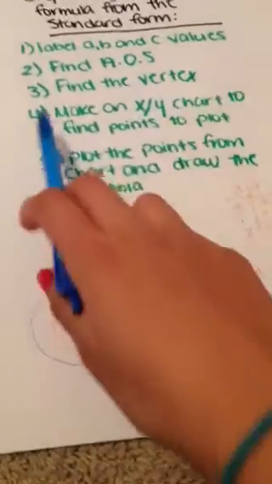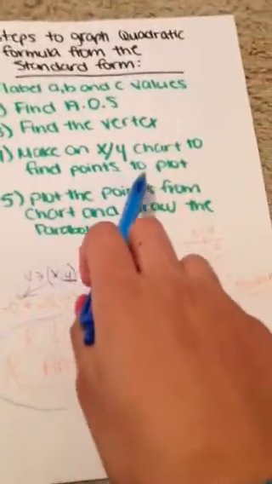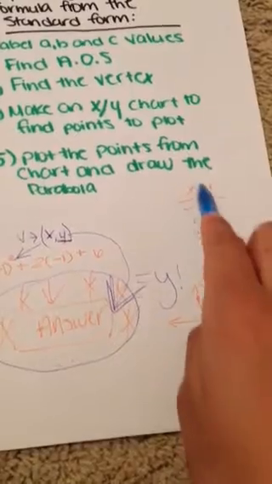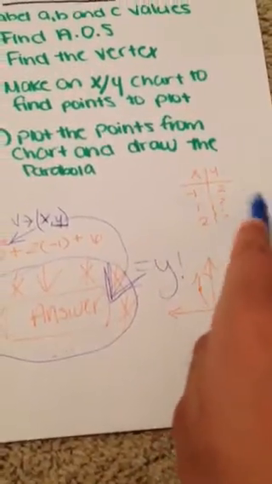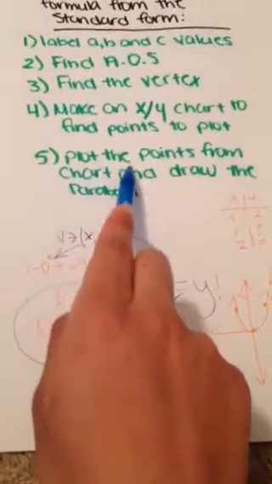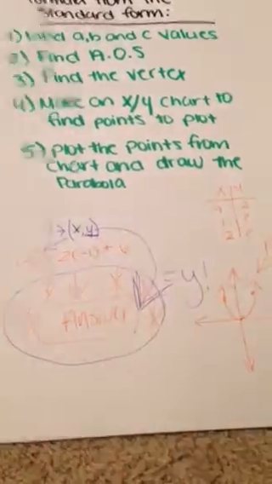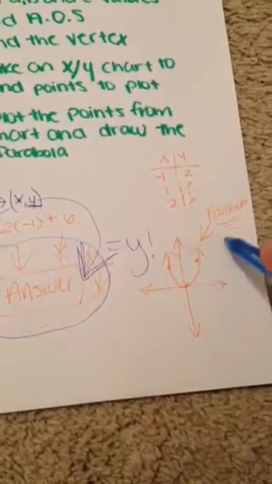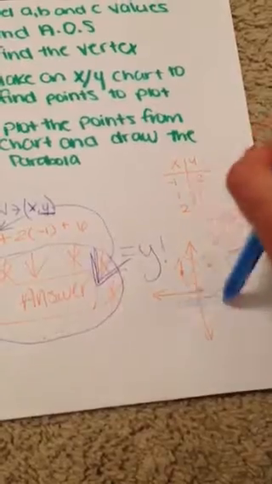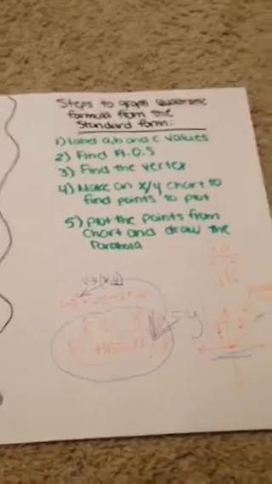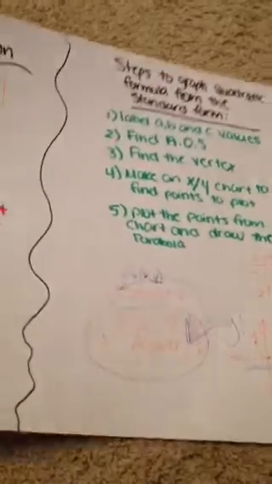Pretty simple. Step number 4, make an XY chart to find points to plot. So here you have the x and y chart, so you can plot your points. And then step number 5, plot the points from the chart and draw the parabola. In this example, I labeled the parabola right here, and this is what you get, your parabola. So it's pretty basic, it's pretty simple, and now that you have this information in your head, feel free to pause and get any notes that you want, or you can rewind and go back. But for now, we can move on to the next slide for some examples.